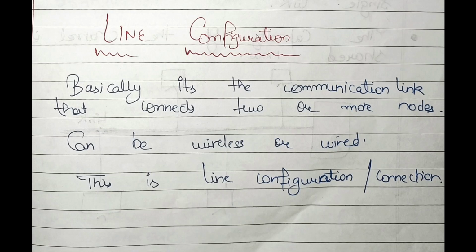Now, coming back to our topic, line configuration. Basically, it is the communication link that connects two or more nodes. So, what is line configuration? You can simply say it is the connection that is connecting your computer to another device, or your computer, your node, to many more nodes. It can be wireless or wired. This is line configuration, or connection.